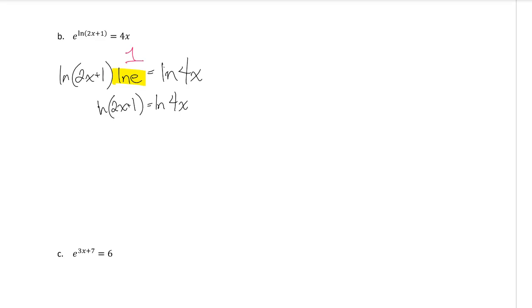I can then either drop my lns altogether and write 2x plus 1 equals 4x and go from there. That's perfectly acceptable. Or you can try and move it over, use our product laws, whichever one you want. I'm going to do it this way first, but I'll also show you how to do it the other way.